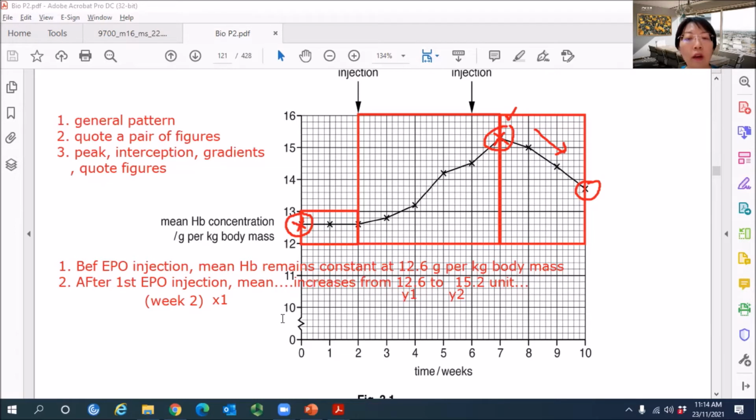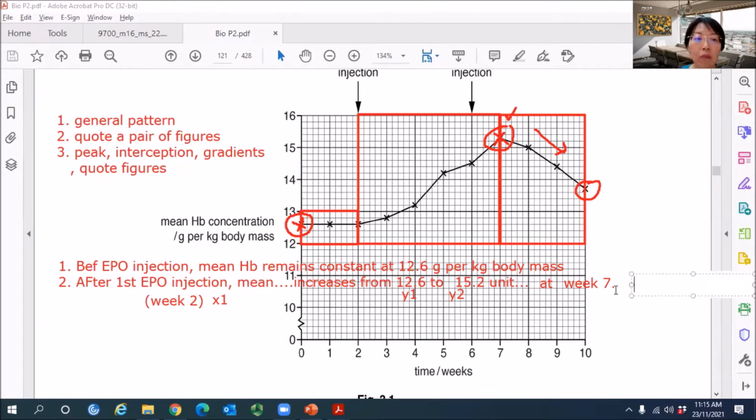This is called code of pair of figures. As you describe the general statement, you also need to code the specific pair of figures. That means pair of figures means x1 to x2, y1 to y2. So I got x1 here, which is week 2, and then y1, y2 is 12.6 to 15.2. Then you have to tell me at which particular week. This will give me my x2. So what is my x2 value? Week number what, Sufyan? Week 7. So at week 7. In this statement, you already described plus coded the figures.